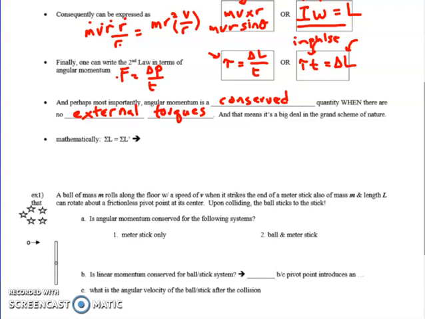Okay, so mathematically, I've already written here sigma L equals sigma L prime, which usually translates to I omega naught, I'm not going to forget about the naught, equals I omega prime.